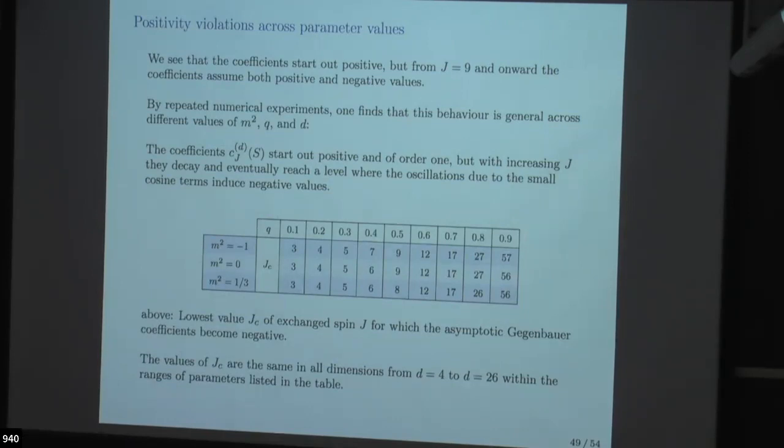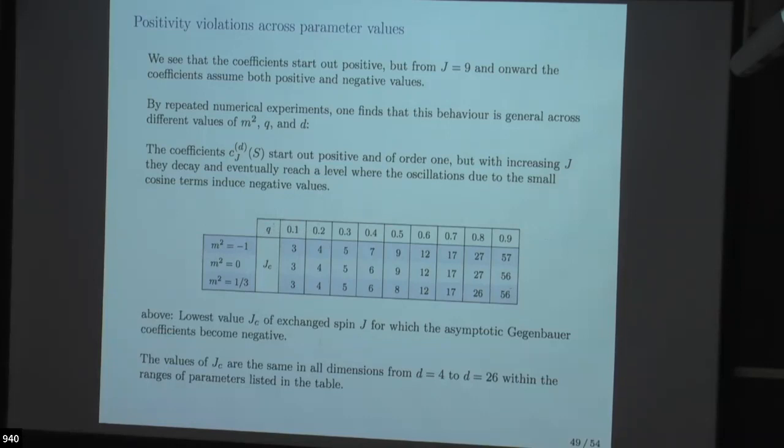So here I'm tabulating it for different values of the mass squared and different values of q. And indeed, it's in line with our previous analysis. When q is quite small, we see these violations quicker than we would have otherwise, in the sense that we don't need to go to as high spin, because these oscillating coefficients start to become large once q is close to 0.